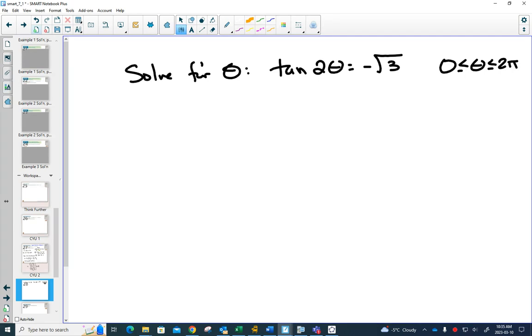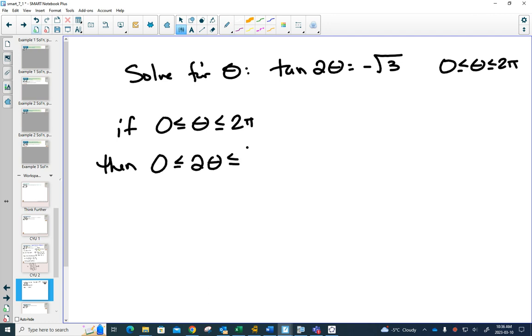Step 1, write out the domain for 2 theta this time. So if 0 is less than or equal to theta is less than or equal to 2 pi, then 2 theta would be between 0 and 4 pi. This is now thinking we are going twice around the circle.